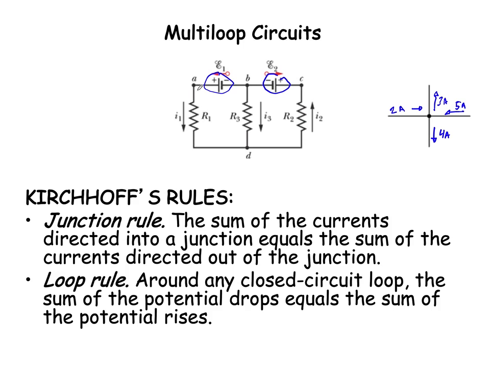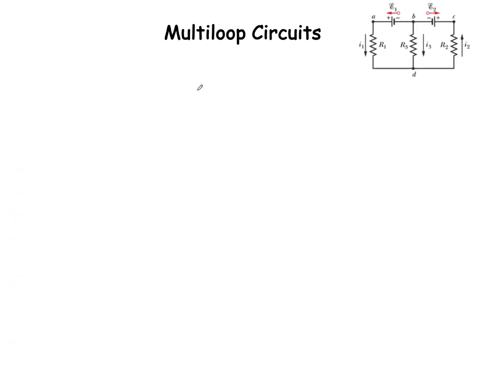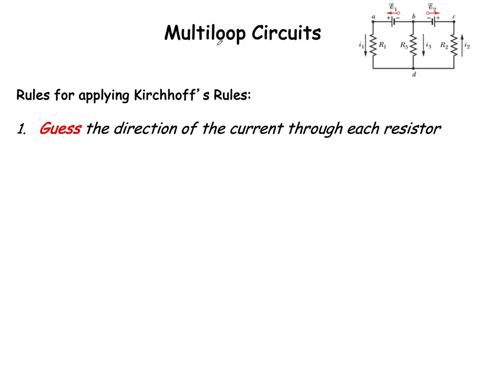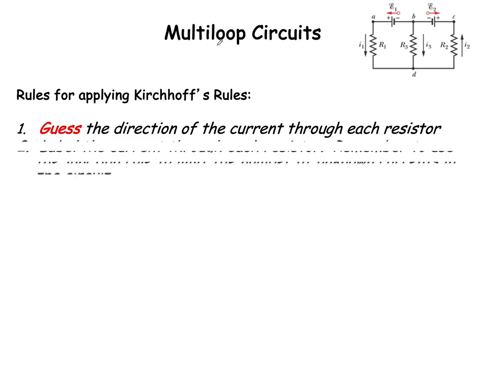But then there's my favorite thing. I call it the rules for applying Kirchhoff's rules. You're like, what? Yeah, I made these up. First, guess the direction of the current for each resistor. You're like, really? Yeah, guess. What happens if you guess wrong? Don't worry. If you guess the wrong direction, you'll just get a negative answer, and it means, oops, it's the other direction.